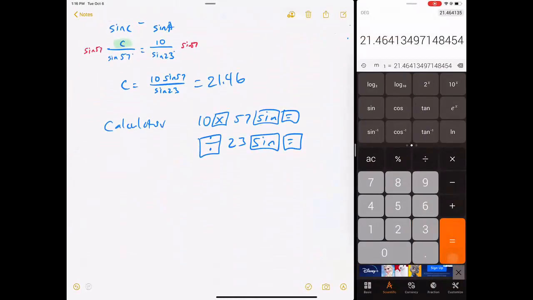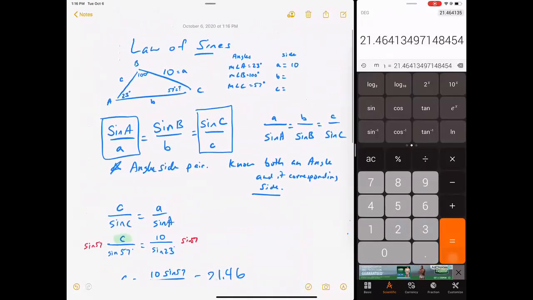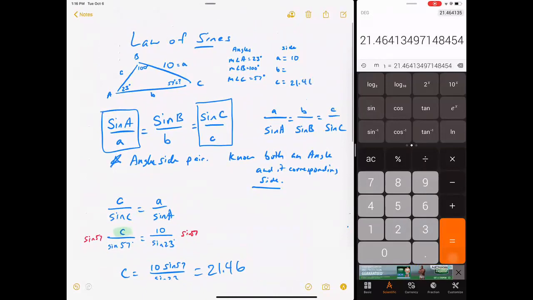Okay, let's try this again. I'm going to write 10 times 57 sine equals divided by 23 sine equals, yep, 21.46. So now we know what side C is, 21.46.